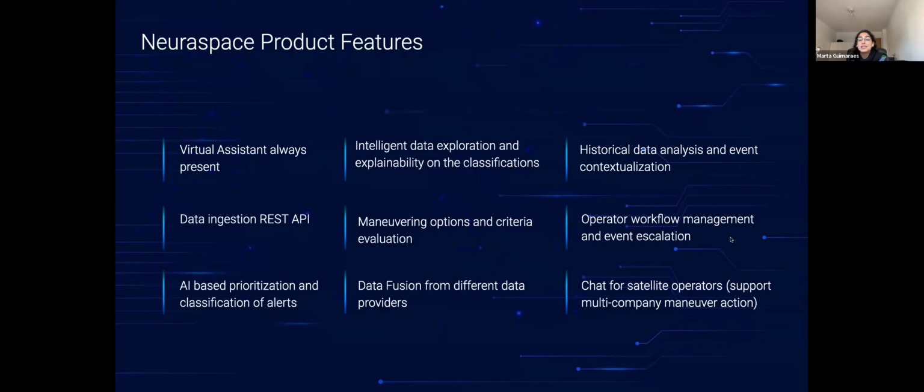So our platform has a wide variety of features, as you can see here, but I would like to highlight the virtual assistant. This is a persona, and in fact, Neurospace is a she, and she's present throughout the platform to let the user know if there's something that the operator should be worried about, if something is happening or not, and also to give some suggestions regarding the collision avoidance.